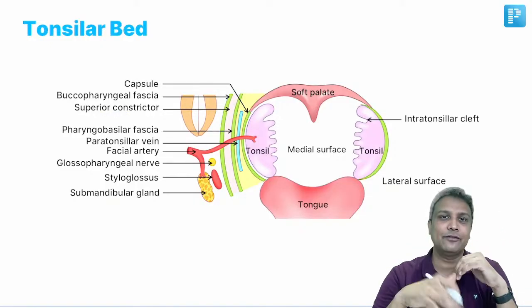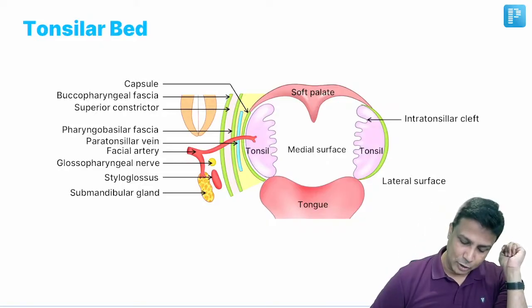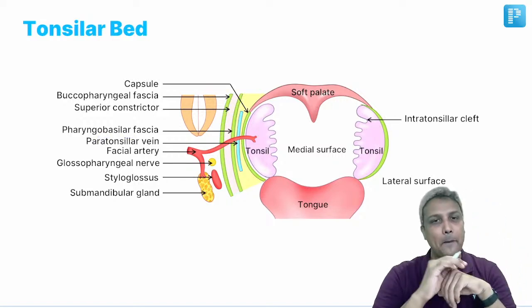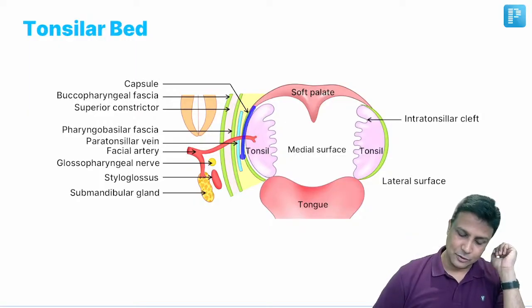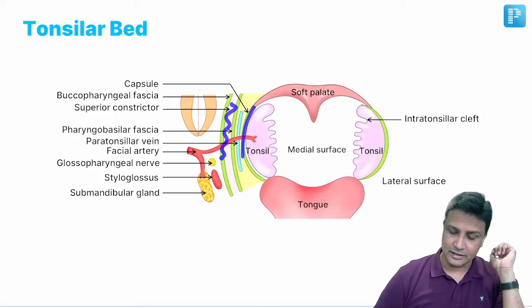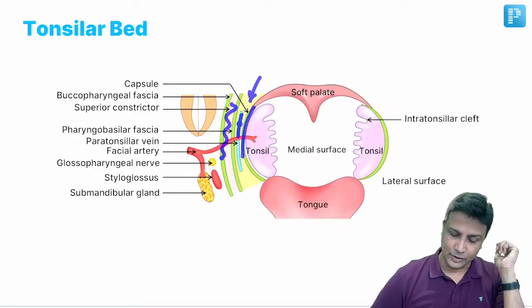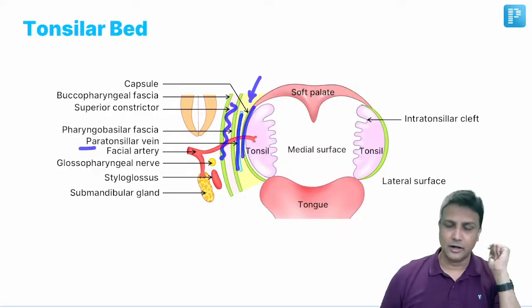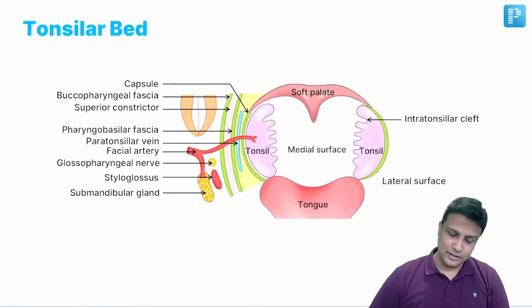And that muscle is having one fascia inside and one fascia outside. The outside one here will be the buccopharyngeal fascia. And the one which is inside here will be the pharyngobasilar fascia. Done. Now between this capsule here and this muscle here, there is some space. That is nothing but the peritonsillar space, and there you are able to appreciate one vein here, and that vein here will be the paratonsillar vein. So these are all the structures that you have to remember in order one by one.